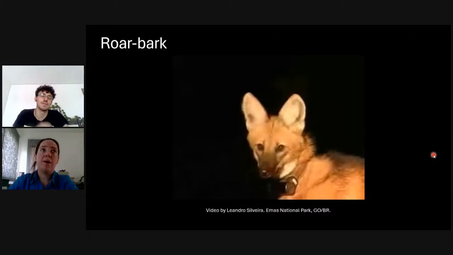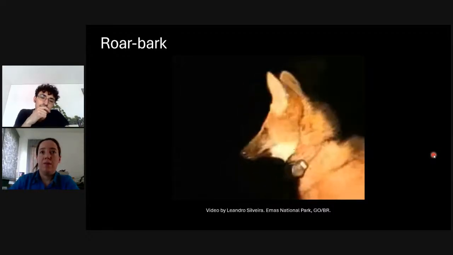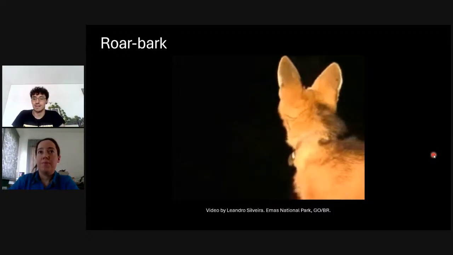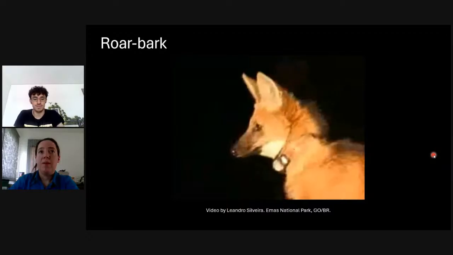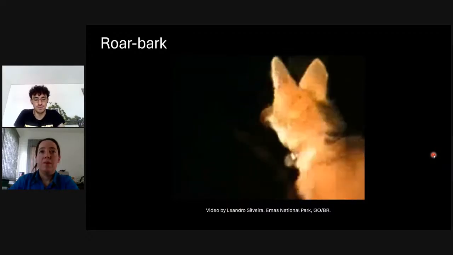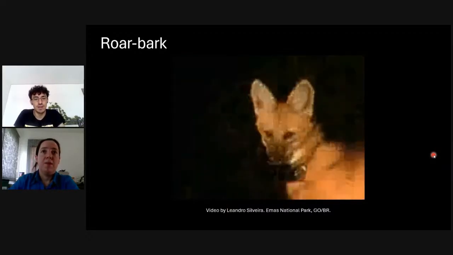This is the roar bark. This is the main maned wolf vocalization, and you can hear, I hope, it's really loud, and so it's a very good candidate for monitoring projects.